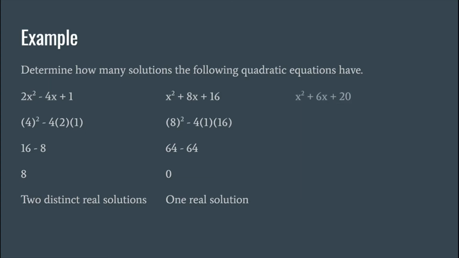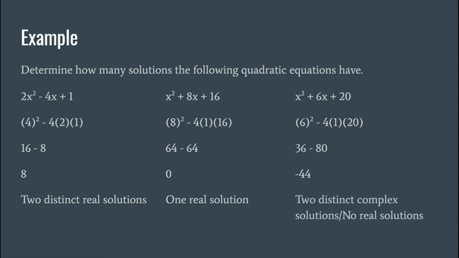Okay, let's take a look at this one here. Again, I'm going to get a, b, and c. I'm going to simplify. Now this time it's negative. So depending on what you're looking for, you either have two complex solutions or no real solutions. If you're working in the real number system, no real solutions. Working in the complex number system, two complex solutions.